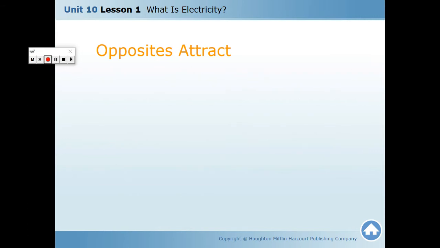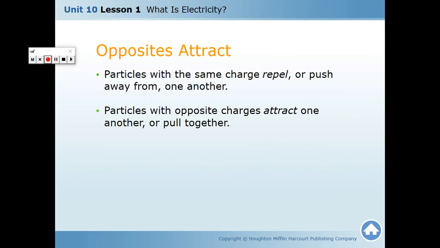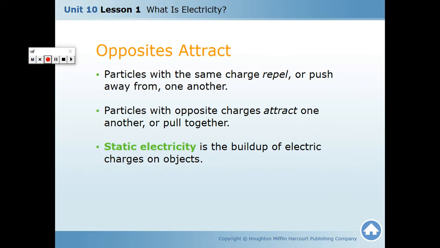Okay, the next part is on page 486, opposites attract. Particles with the same charge repel or push away from one another. Particles with opposite charges attract one another or pull together. Static electricity is the buildup of electric charges on objects. Static means not moving.